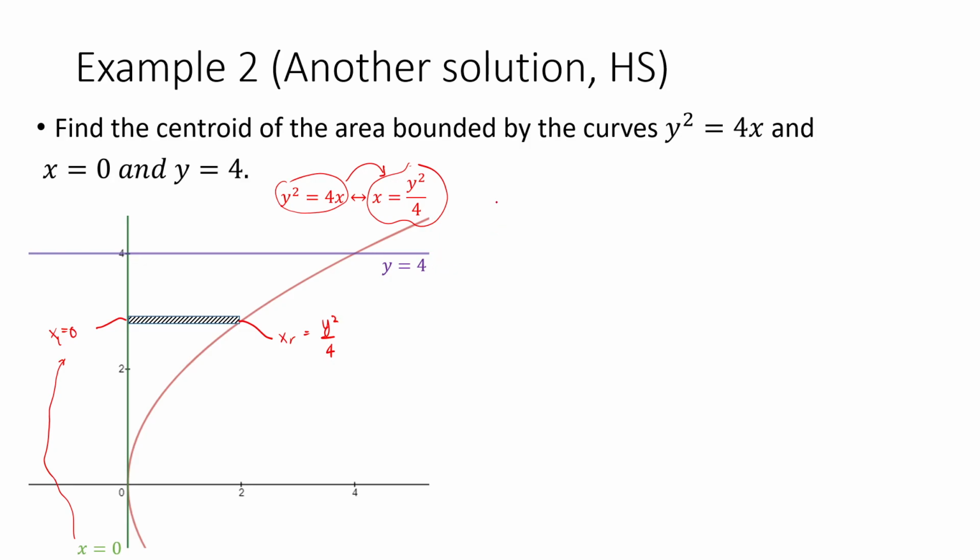Alright. So the formula, again, for the horizontal strip, this is x right minus x left dy from y1 to y2. Okay, and then y1 to y2, so 0 to 4 will be our boundaries.